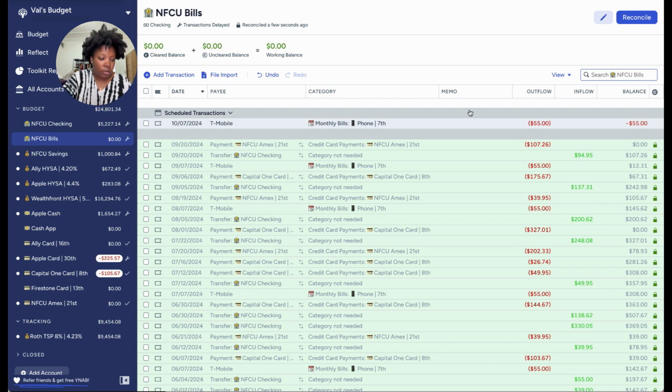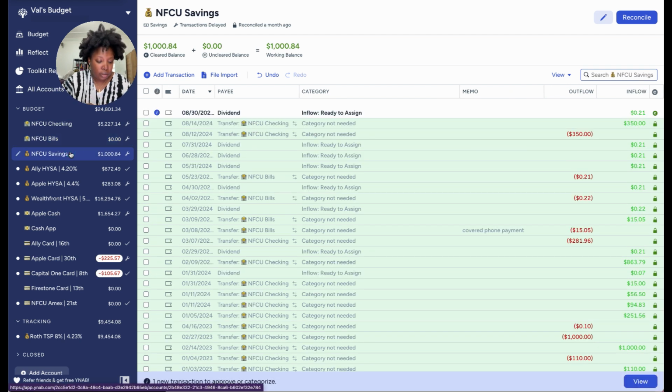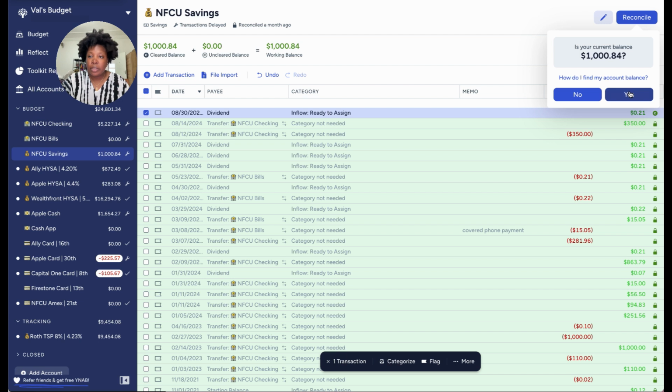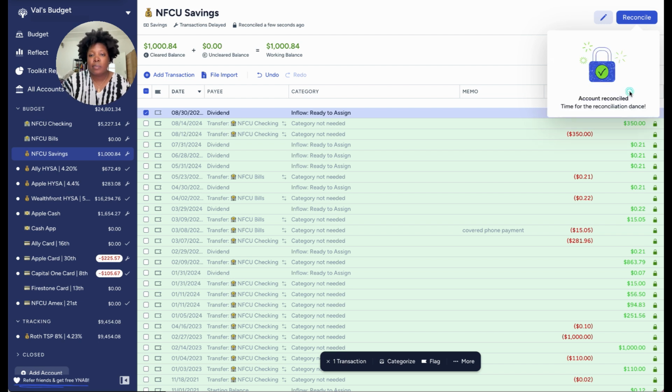All right. Now for my savings, we just have a dividend of 21 cents on August the 30th, which is good. Approve that, and we can reconcile this because the balance does match, $1,084.